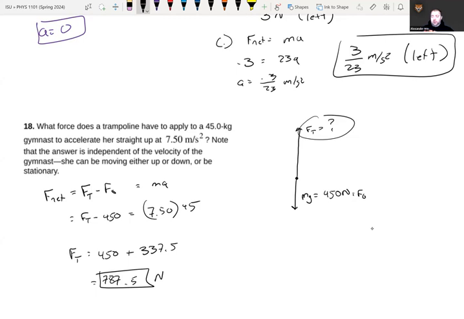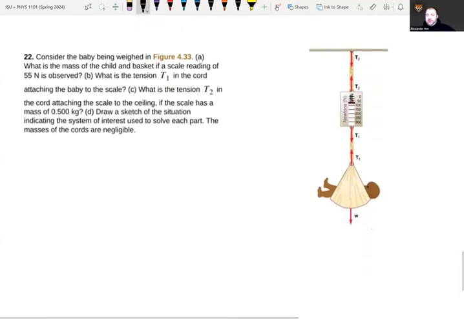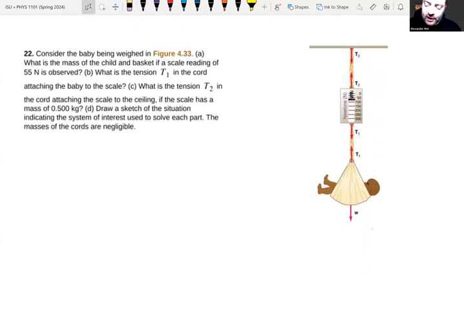Now, there's a couple of different approaches you can take to this. What is the mass of a child in the basket if the scale reading of 55 newtons is observed? Well, this is fairly straightforward. What I would do for part A is just do a free body diagram of the baby.